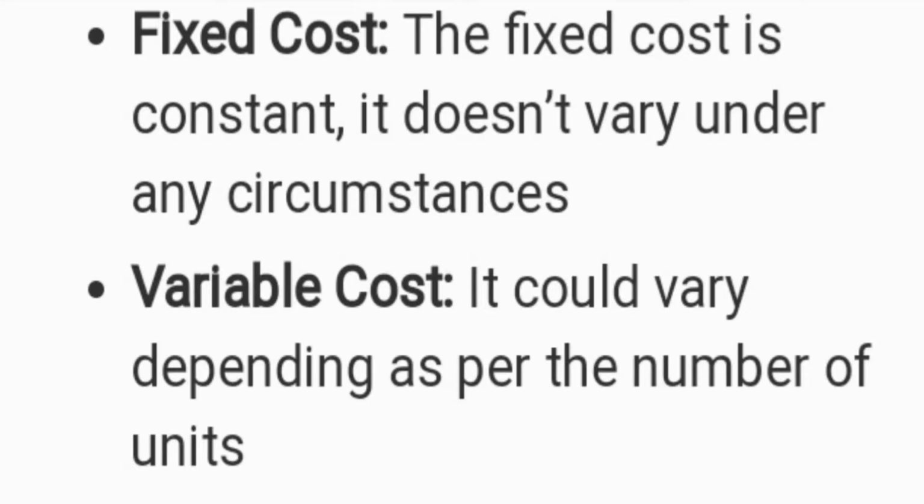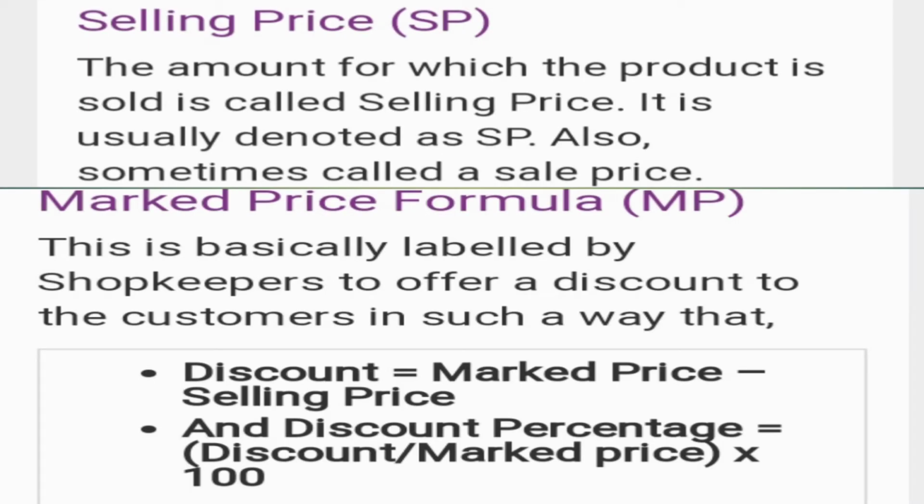Cost price is of two types. One is fixed cost and another one is variable cost. What is fixed cost? The fixed cost is a constant. It doesn't vary under any circumstances, and variable cost means it could vary as per the number of units. The next one is selling price. Selling price means the amount for which the product is sold. Sometimes it is also called the sale price.